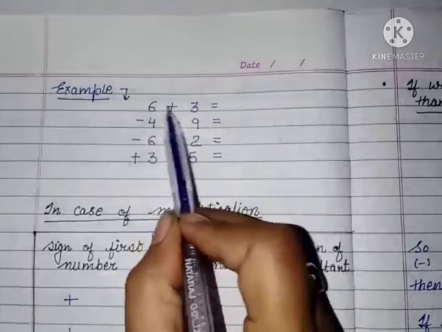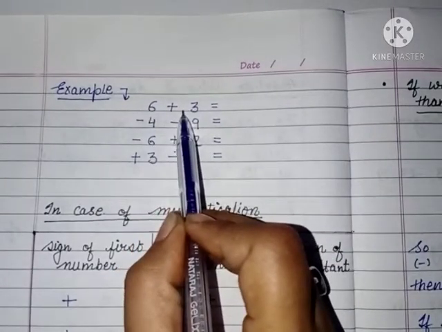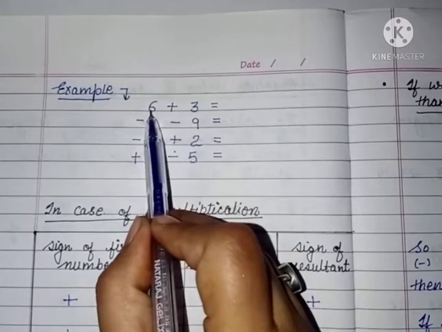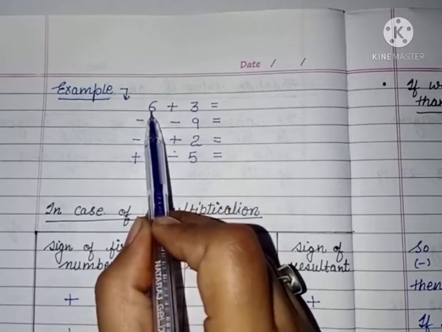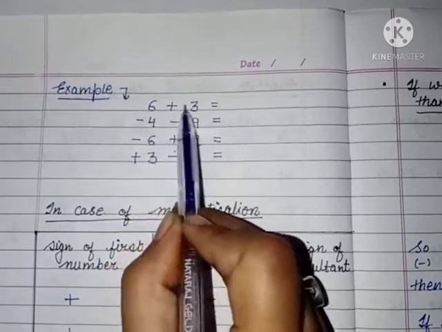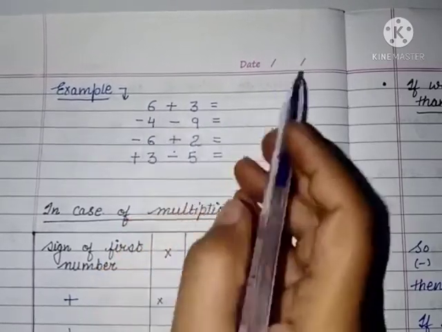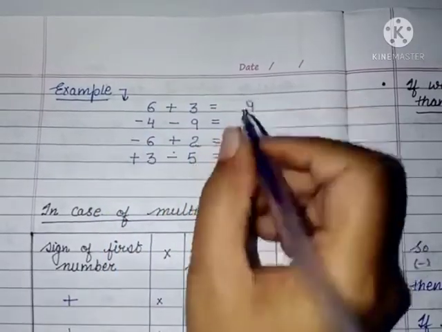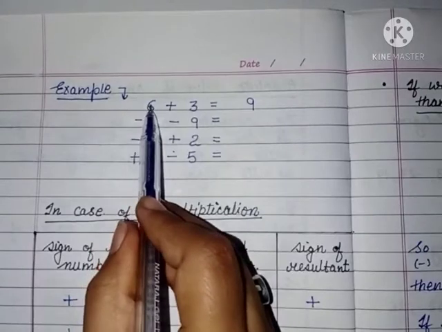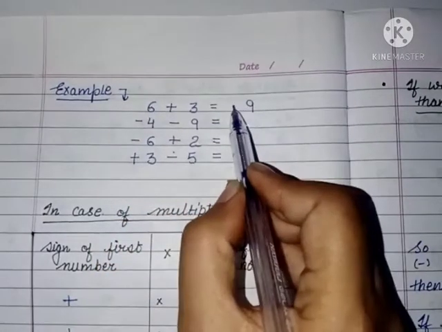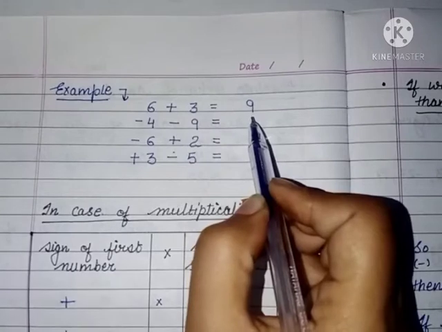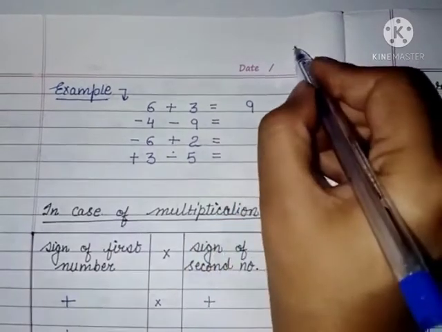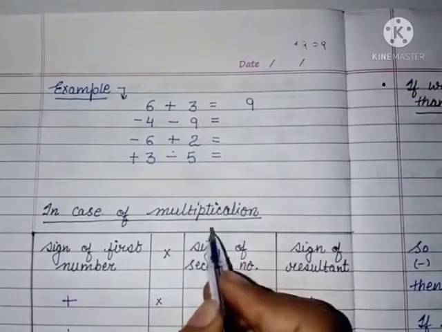If we have two numbers, firstly we will check whether they have same sign or different signs. 6 doesn't have any sign, that means this is of plus sign and this is also of plus sign. Both the numbers have same sign, plus plus. So we will add these numbers. 6 plus 3 is 9. And we will put the sign of greater value. Greater value is of plus sign. So it's up to you, you want to put plus sign or not. Okay, this is not mandatory to put plus sign because plus 9 is equal to 9.